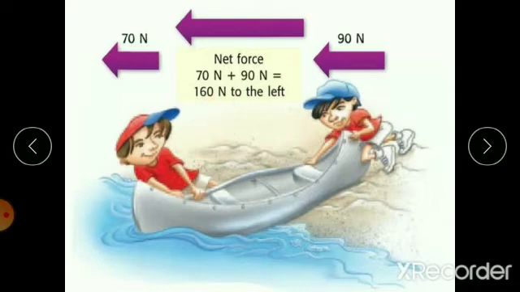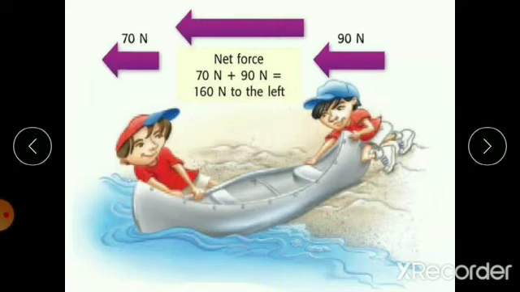When the force is acting in the same direction, then the resultant force can be obtained by adding the individual forces together. So if you have two forces, you have to add 2. If it is 5 forces, 5 people are pushing the boat, then you have to add all those forces and then you will get the resultant force if it is in the same direction.